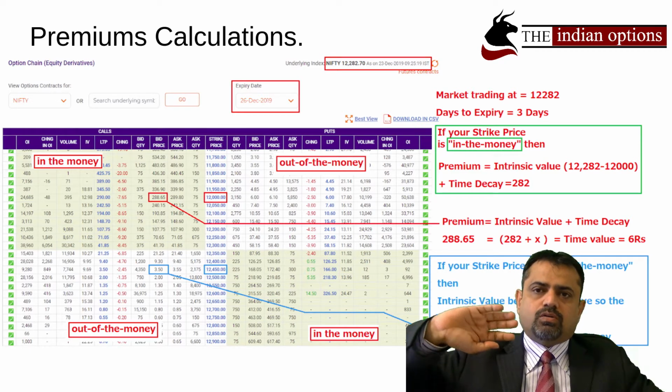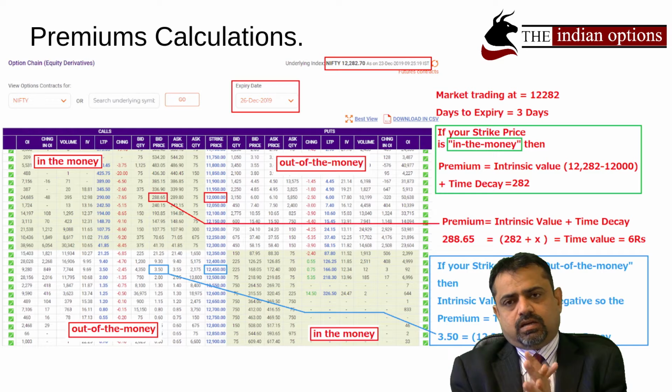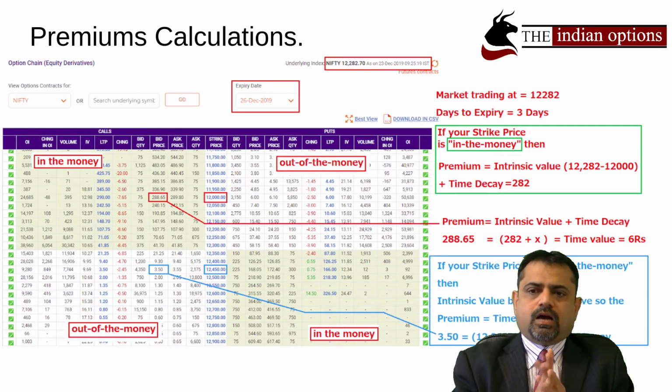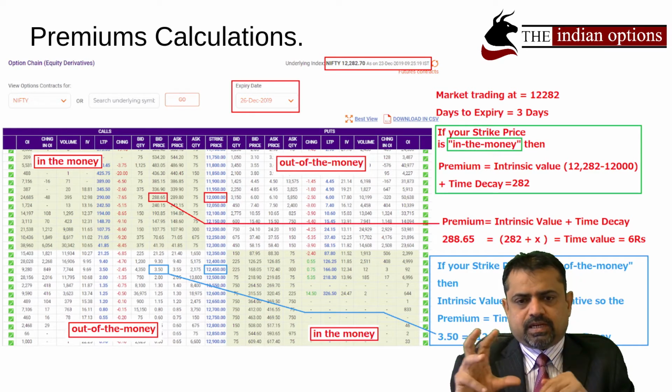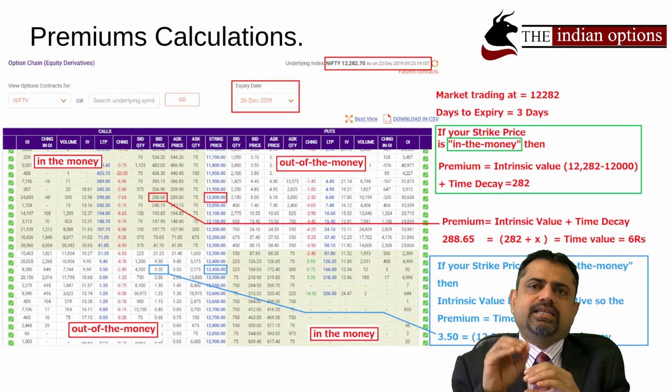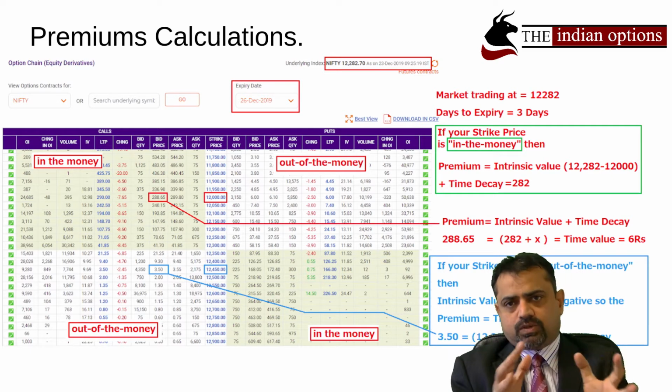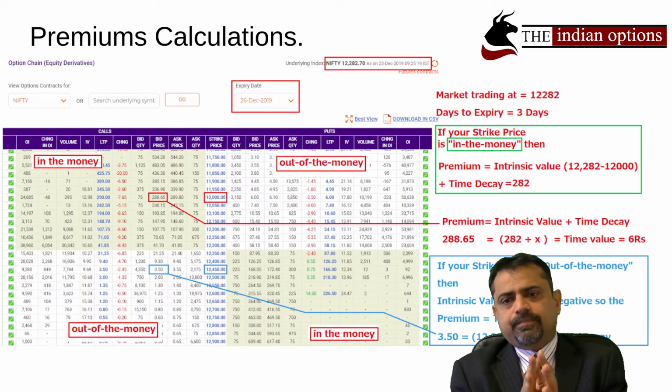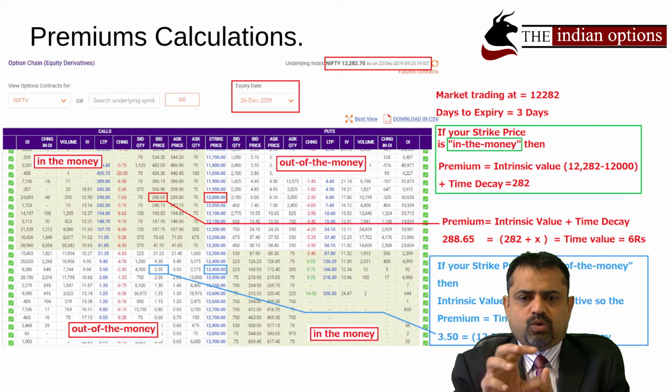Okay, so out of the money is always in the white background. Now here I am taking two examples. I am trying to show you the difference in how the intrinsic value gets added inside the premium. So that's what we are trying to understand here. Now I've taken two examples here.